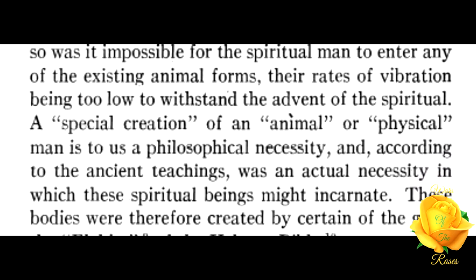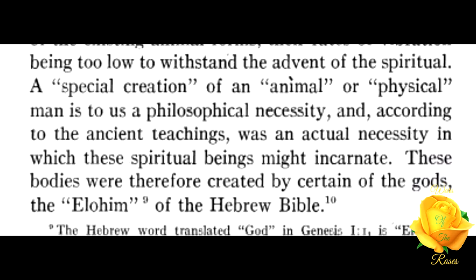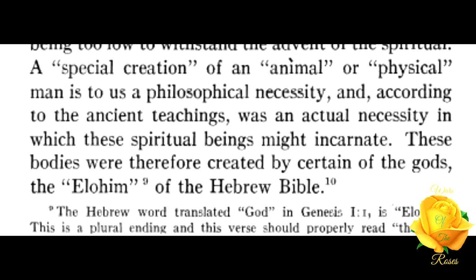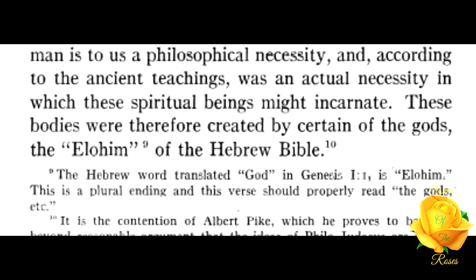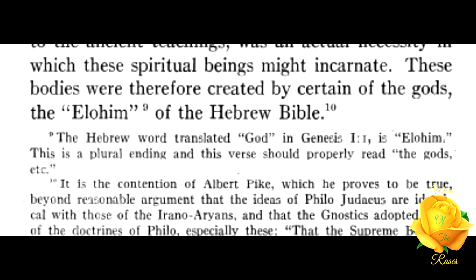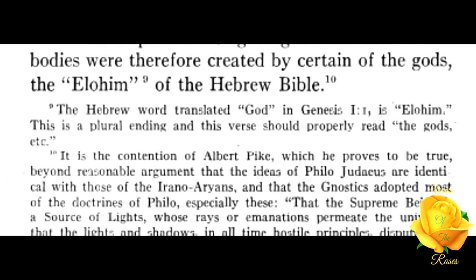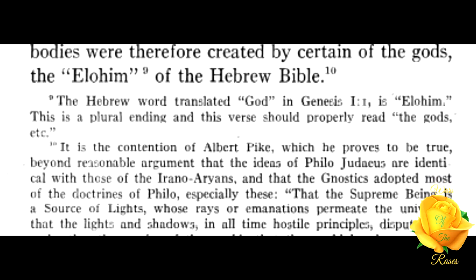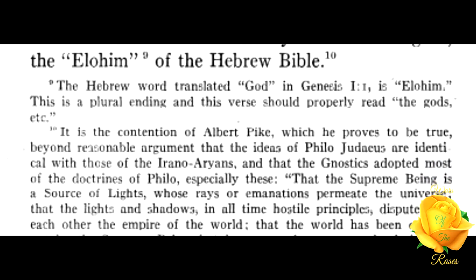A special creation of an animal or physical man is to us a philosophical necessity, and according to the ancient teachings, was an actual necessity in which these spiritual beings might incarnate. These bodies were therefore created by certain of the gods, the Elohim of the Hebrew Bible. The Hebrew word translated God in Genesis 1:1 is Elohim. This is a plural ending, and this verse should properly read the gods, etc.